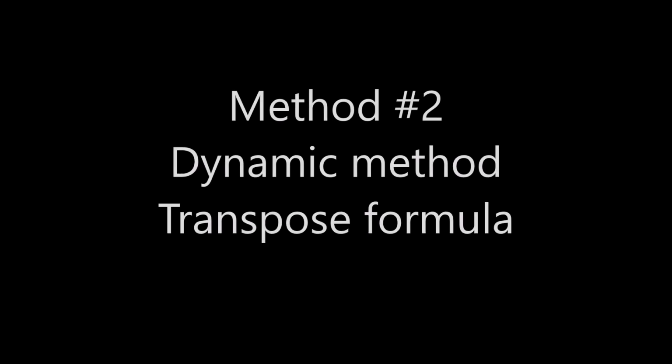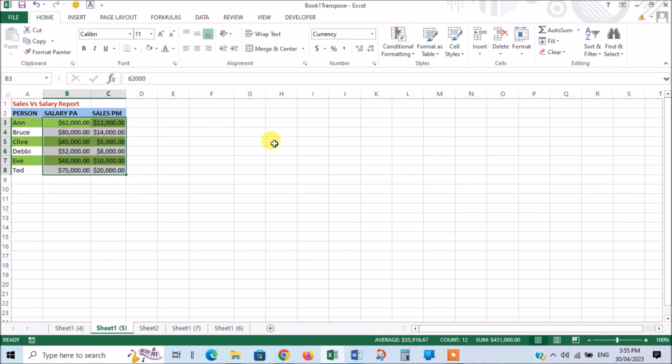So I'm going on to my second method, which is the dynamic method, and in this one I'm going to do the same thing again, but when you do it with this method, it forms an array. So if I change anything here, it will change in the new horizontal table as well. So that can be an advantage if that's the effect you're looking for. This method's a little bit more complicated.